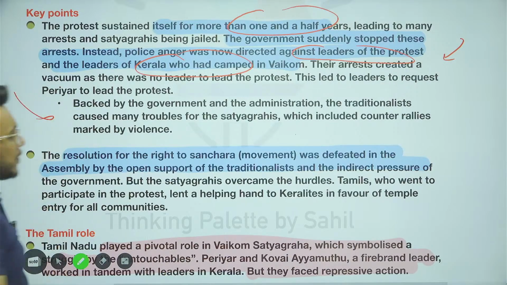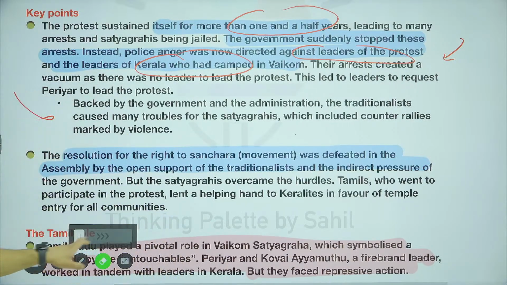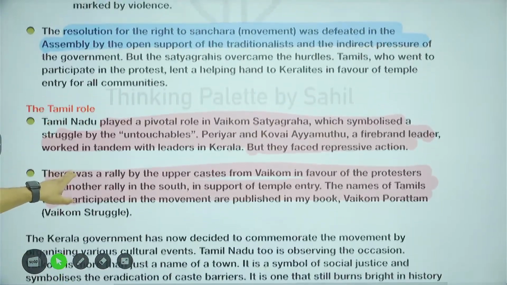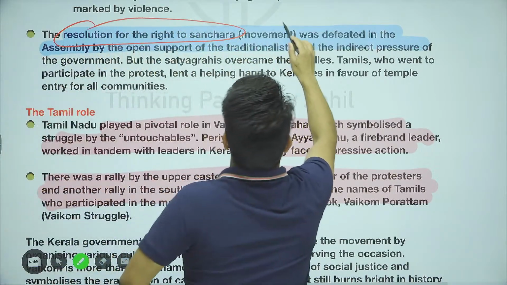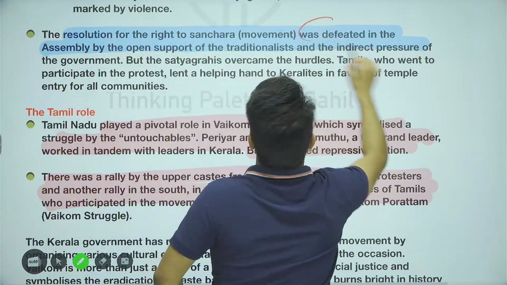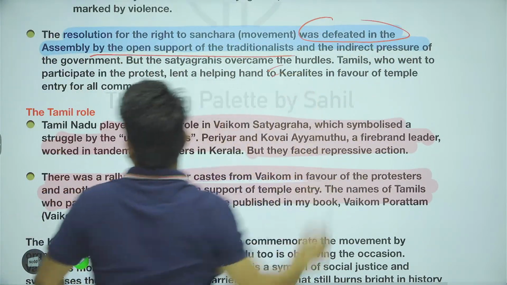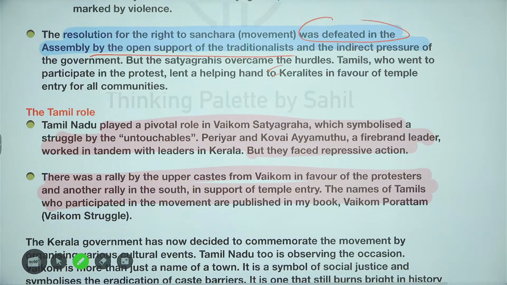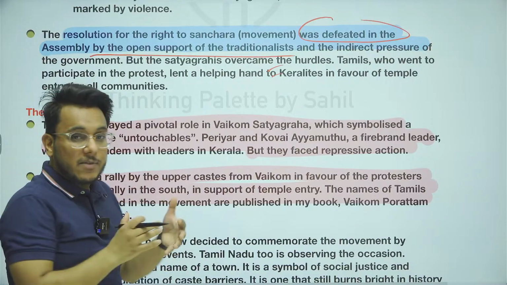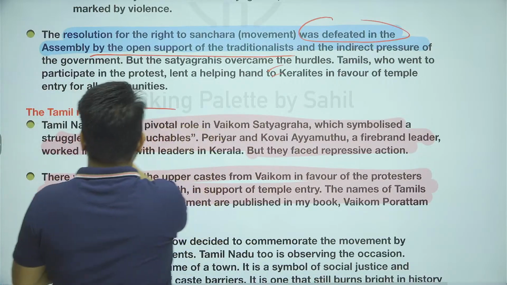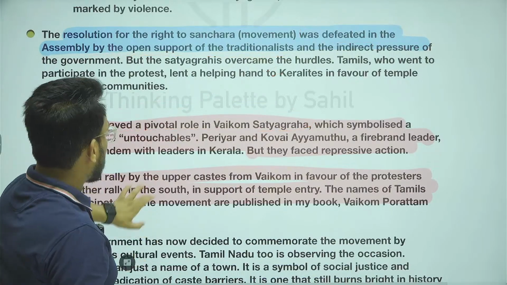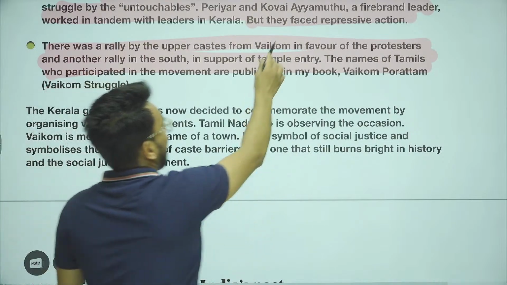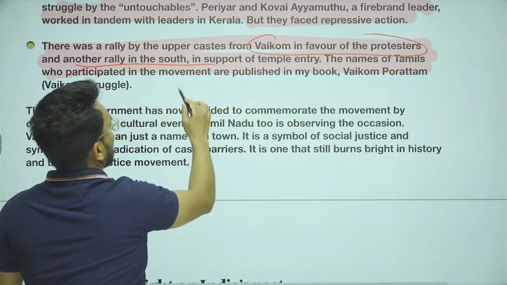So what happened next, guys? The leaders also adopted a resolution for the right to sanchar, that is, the right to movement, which actually got defeated in the assembly. Now, when we talk about Tamil Nadu, I told you that Tamil Nadu has always supported the causes of Kerala, and in the Vaikom Satyagraha also, Tamil Nadu played a very important role. Moreover, there was also a rally by the upper caste people of Vaikom in favor of the protesters.